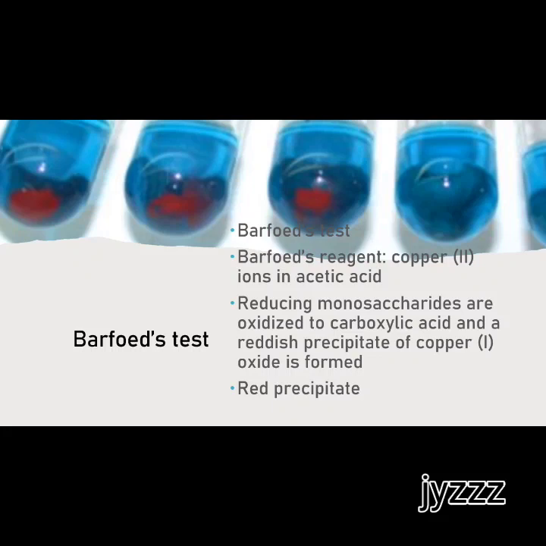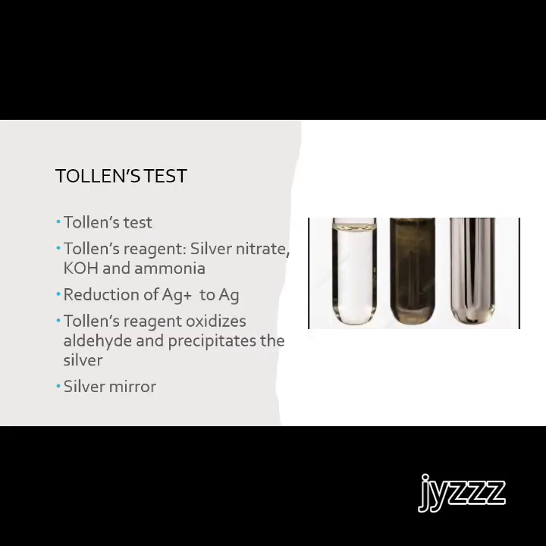Okay, so let's take a look at your Tollens test, or your silver mirror test. It utilizes your Tollens reagent, which is made up of silver nitrate, potassium hydroxide, and ammonia. Your Tollens reagent oxidizes your aldehyde and precipitates the silver accordingly. Your aldehyde is oxidized to your carboxylic acid.